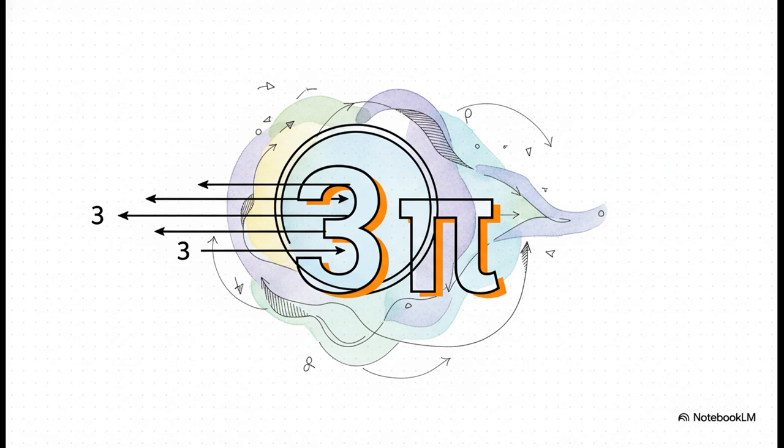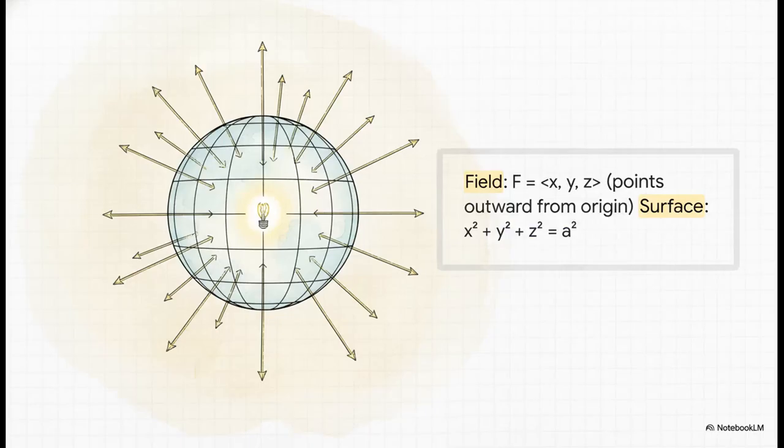The field strength is 3. The area of a unit disk is just pi. So our logic check says the answer should be 3 pi. And when you go through the whole integral calculation, that's exactly what you get. The math confirms our intuition. Perfect. Okay. A flat surface was pretty straightforward.